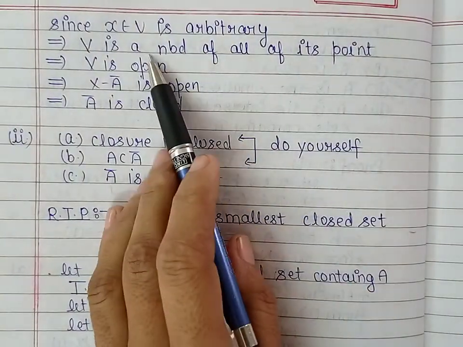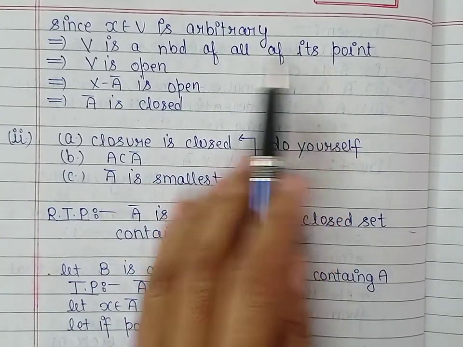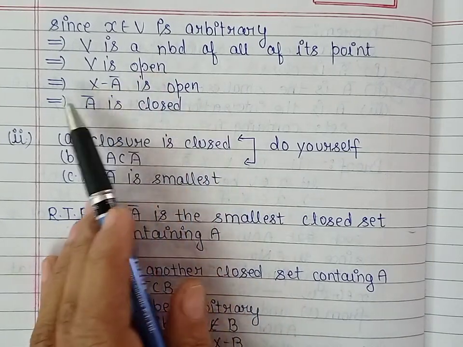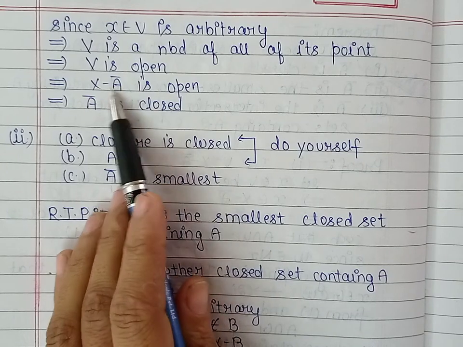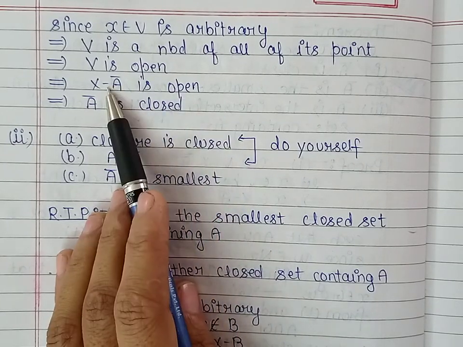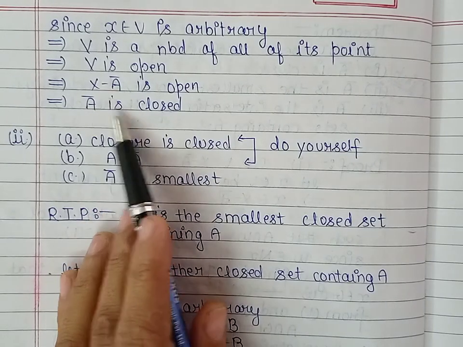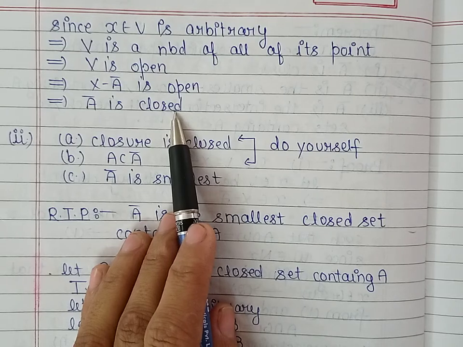Thus we have proved that V is a neighborhood of each of its points, and by definition, V is open. Now V is denoted by X minus A closure. X minus A closure is open. A set is open, so its complement will be closed. So A closure is closed. So this proves the property of closure, that the closure of a set in a topological space is closed.